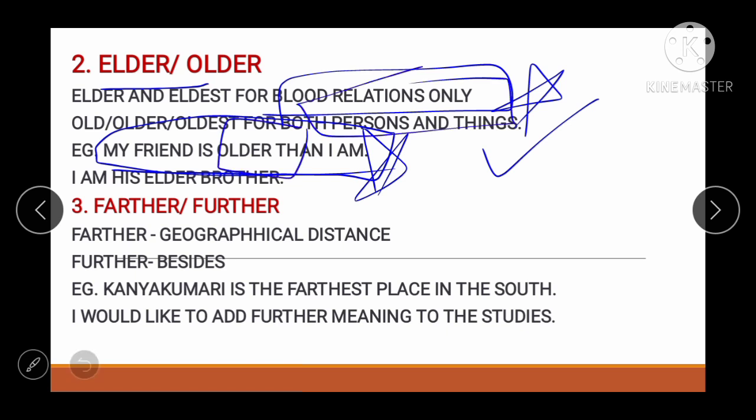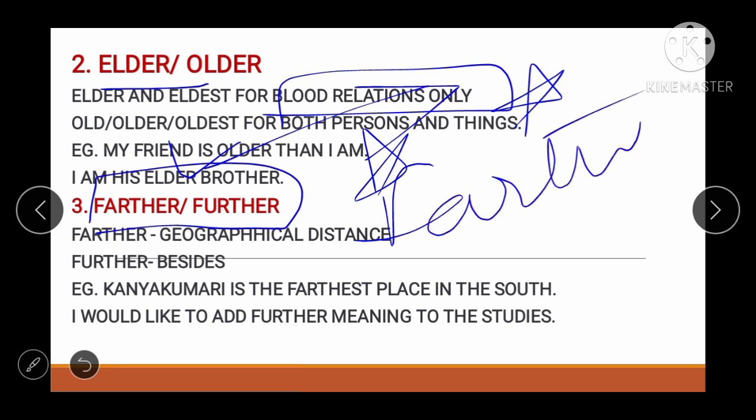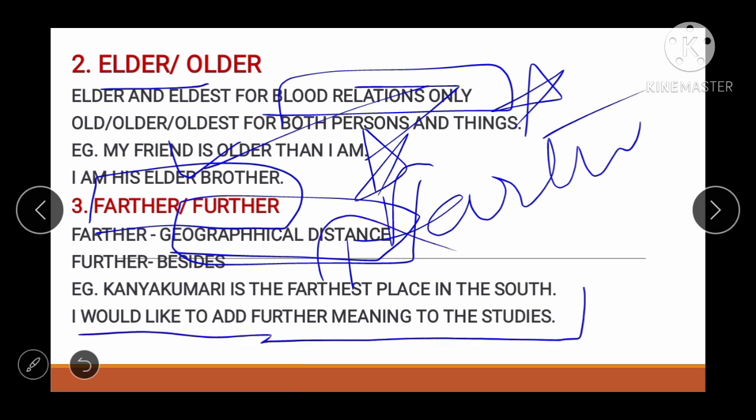All right, the next example is: I am his elder brother, right? I am his elder brother. Here it is a blood relation. All right, next one is farther and further. See friend, wherever farther comes, it is somewhat related to geographical distance, right? See example: Kanyakumari is the farthest place in the south. It is the farthest place in the south because it is related to distance. Next one is: I would like to add further meaning to the study. Further means more, besides, in addition. I think it's clear.